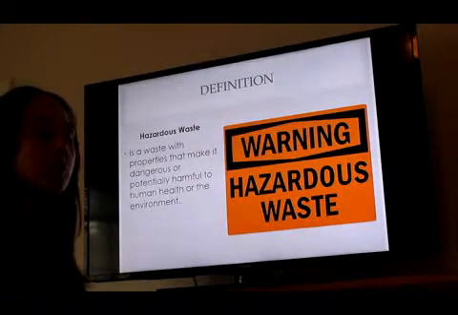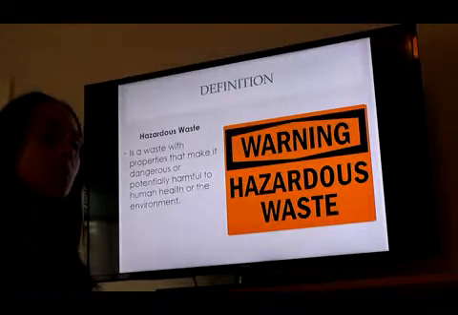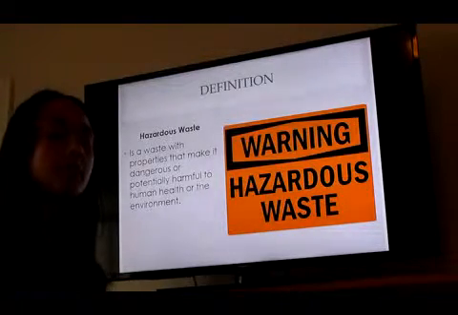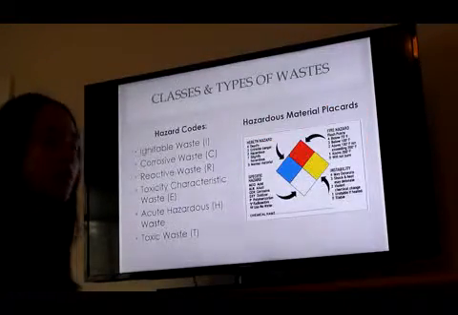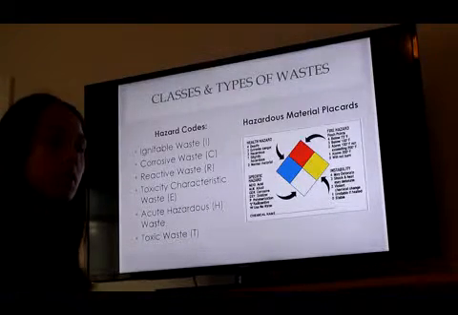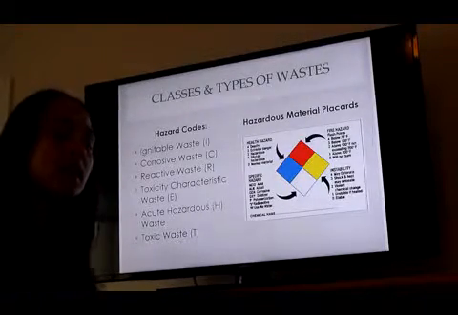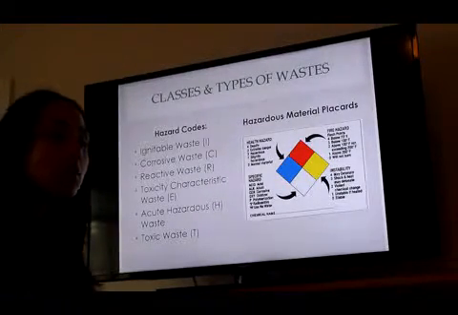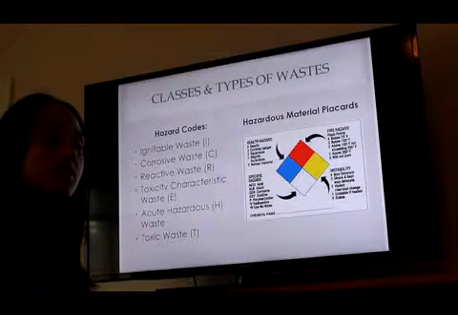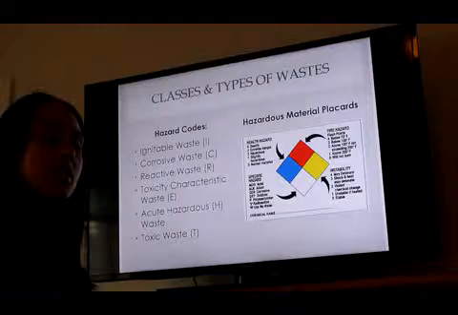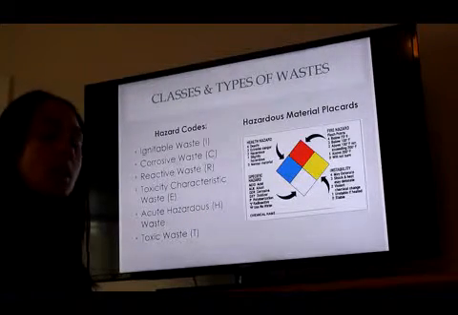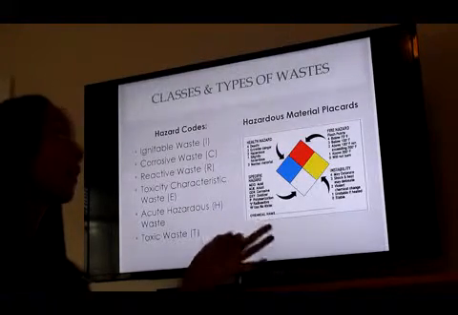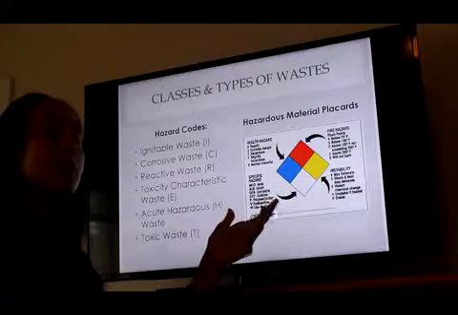The definition of hazardous waste is a waste with properties that make it dangerous or potentially harmful to human health or the environment. I've listed some classes and types. The hazard codes for ignitable waste is a capital I, corrosive waste a capital C, reactive waste a capital R, toxicity characteristic waste a capital E, acute hazardous waste a capital H, and toxic waste a capital T. And over here I have a placard, which we'll get into more detail a little bit later.